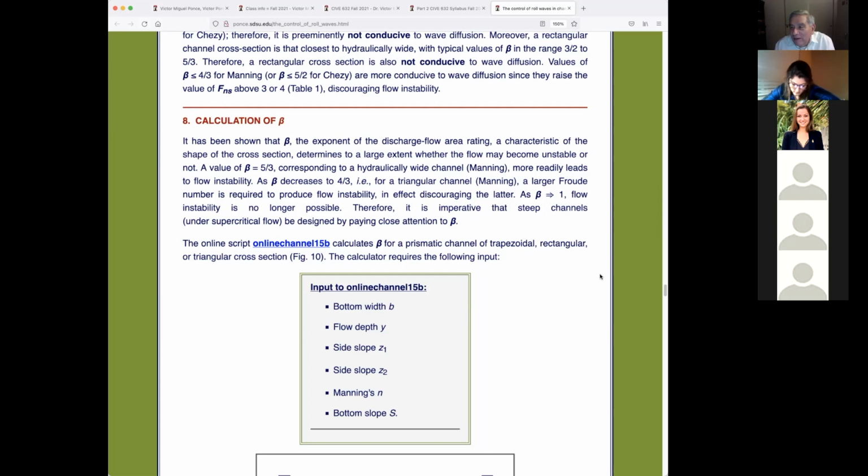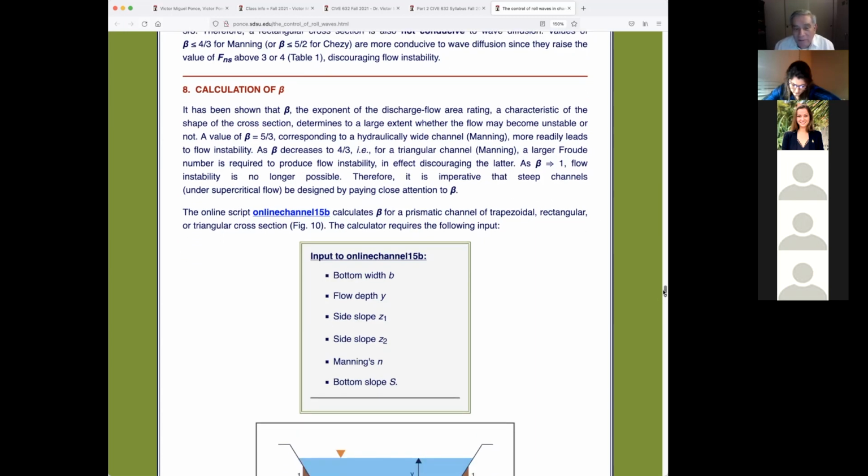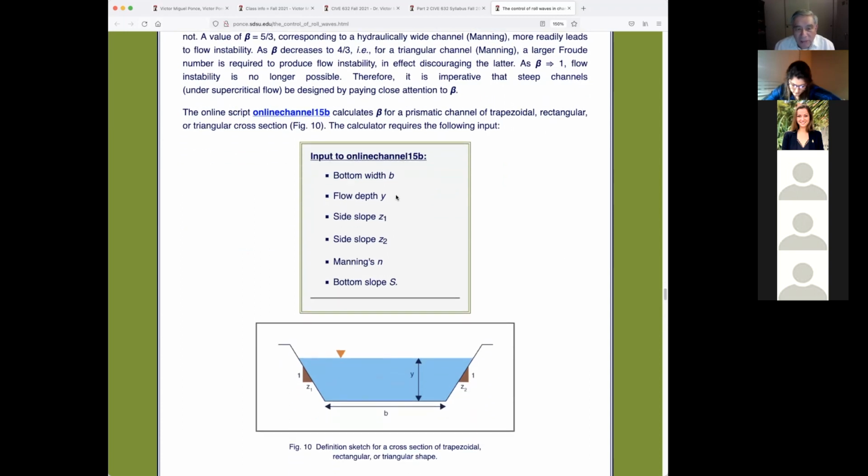So we have a calculator. The first thing it does is look at the channel you have told it to design, generate a rating, and then fit a curve to the rating, in other words, get the alpha and the beta. The input is the bottom width of the channel, the flow depth, side slope 1 and side slope 2. We did both differently because we wanted to provide general cases.